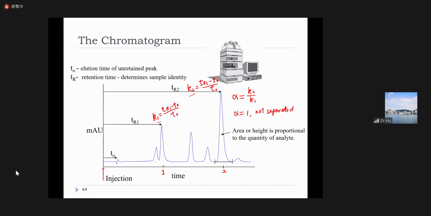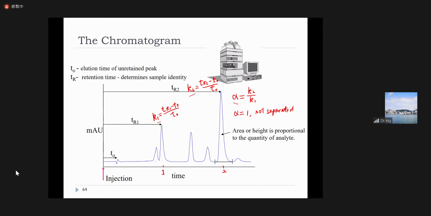So for K, for the last peak and so on, if it's a very complicated chromatogram, the K value for all these species can range from, say, 0.5 to 20. But we don't want to keep the K value too large. At the same time, you want to have a reasonable, good alpha for all of them, because you want them to be well separated.